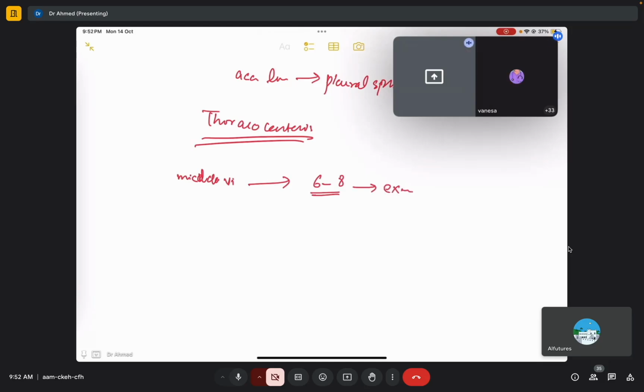Okay, so can you just tell me at the mid axillary line? 8 and 10. Okay, so it's basically 8 and 10. Simply 6 to 8, 8 to 10, and 10 to 12. 10 to 12 where?